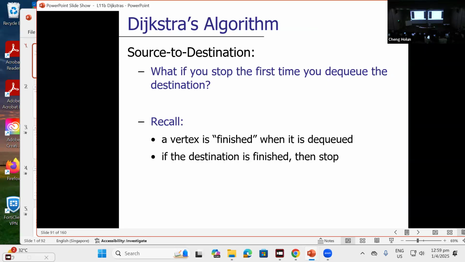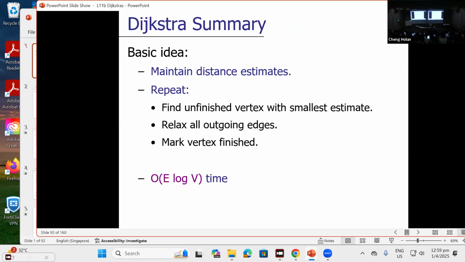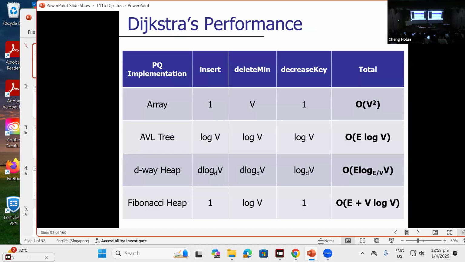When you actually have one single source and one single destination, you want to find the shortest path. As soon as the destination is dequeued, you are done. Okay, but on the other hand, how do we implement the priority queue? Of course, we can simply use an array, but with an array the priority queue is O(V), so it's not good. Of course, we can use an AVL tree or the heap, and all the operations are O(log V). That's what people usually do.